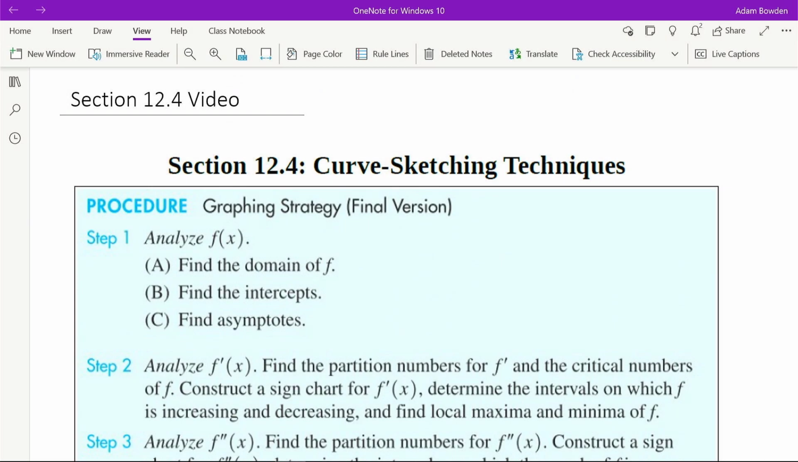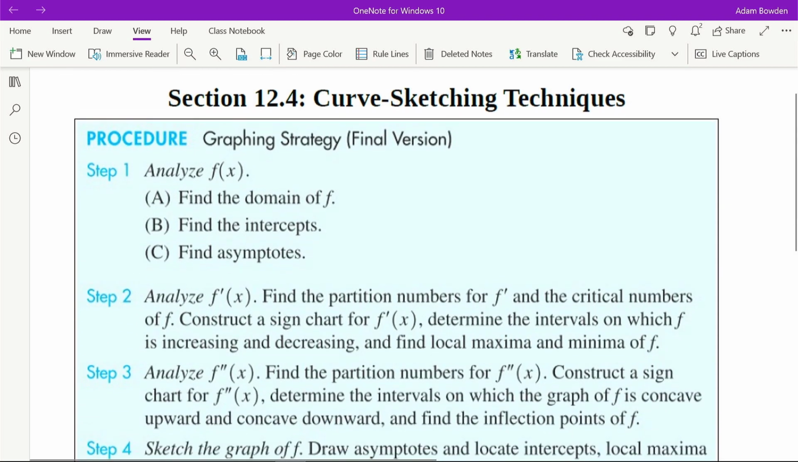In section 12.4, what we do is go through a few steps to break down and analyze a function to know a lot more about it, giving us a sense of what its graph will look like and how the function will behave. And in the handout, I have listed some of the steps that we're going to go through. In the first step, we're going to list out things like finding the domain, the intercepts, and the asymptotes, if asymptotes are relevant to the function.